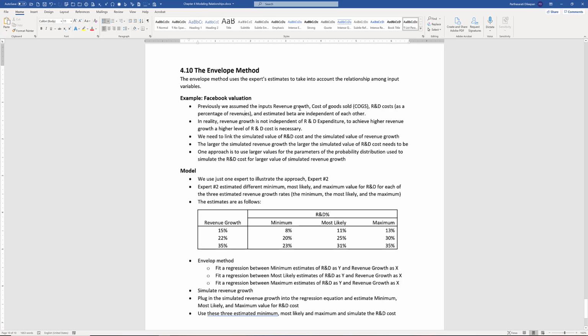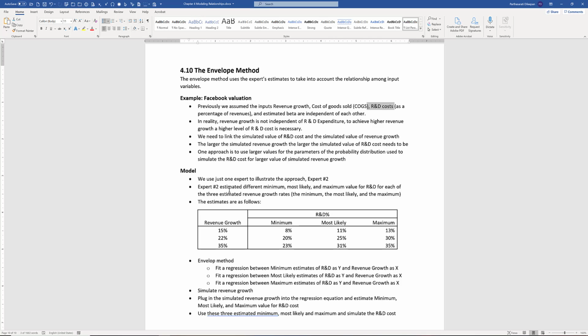But the reality is, often, that revenue growth is probably very closely related to R&D costs. If you spend more on R&D, then that will result in revenue growth. So if you want to meet a certain revenue growth target, you have to spend money on R&D. So R&D and revenue growth are interrelated. How would you model that? We're going to look at that interrelated modeling from just one expert. Actually there are three experts if you remember, and we will just take one expert and model it. This same concept can be applied to the other experts as well.